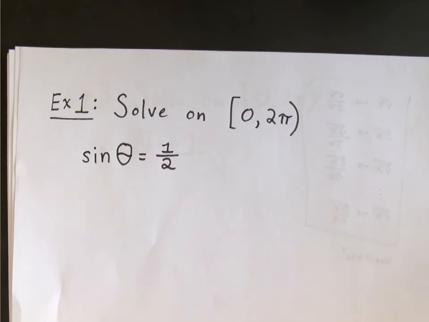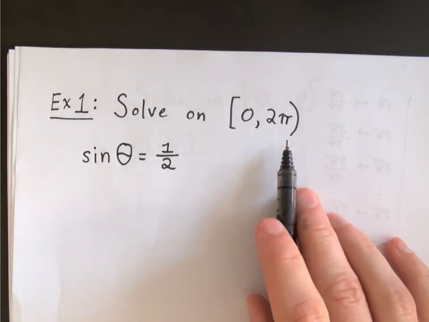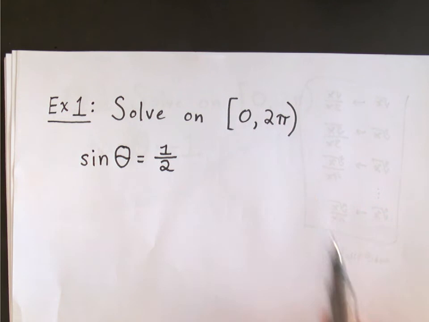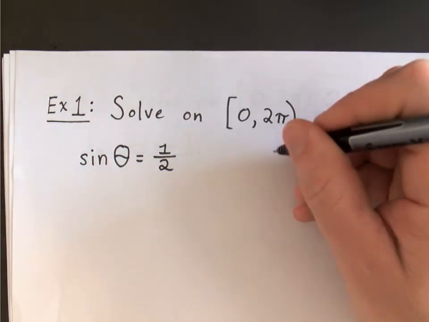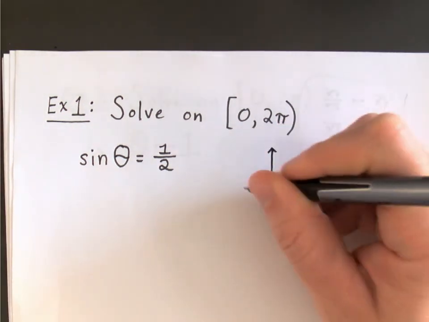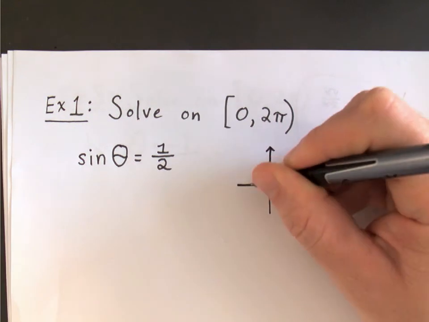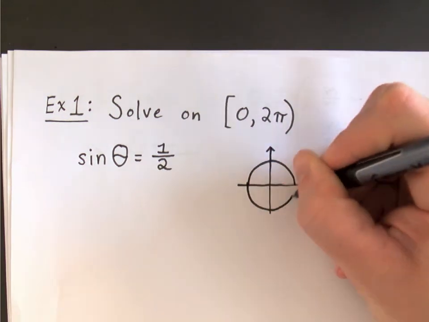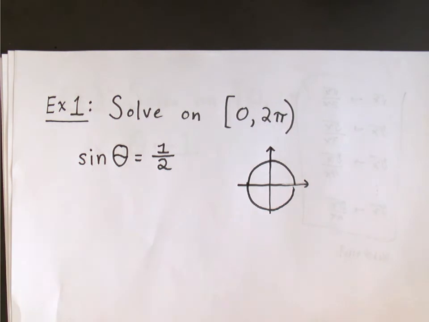And we're going to solve on the interval from 0 to 2 pi. That is, we're going to find all solutions bigger than 0 but smaller than 2 pi. So to solve an equation like this, you just draw a picture of your unit circle. And as you get better at these, you might not have to draw the picture, but just picture it in your head. And we want to know where sine, the y-coordinate, is equal to 1/2.